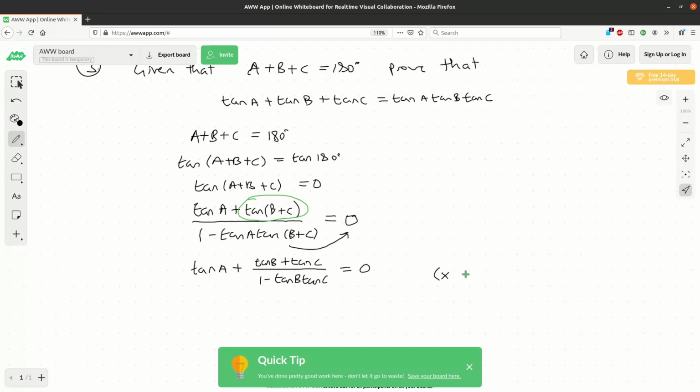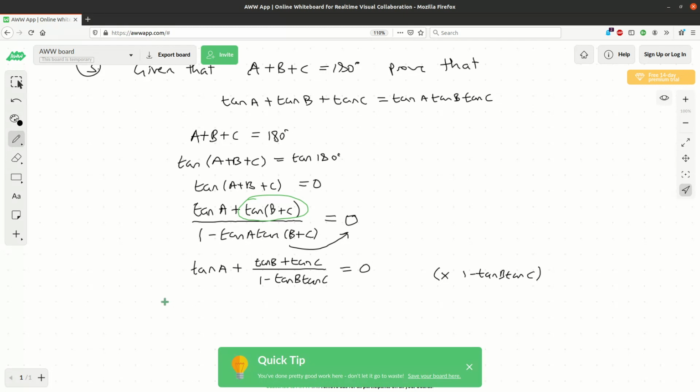Okay, multiply out the brackets, and the magic's about to happen, because you're going to get tan A minus tan A tan B tan C, plus tan B plus tan C equals 0. And so if we rearrange that now, it rearranges lovely, really nicely into the result.